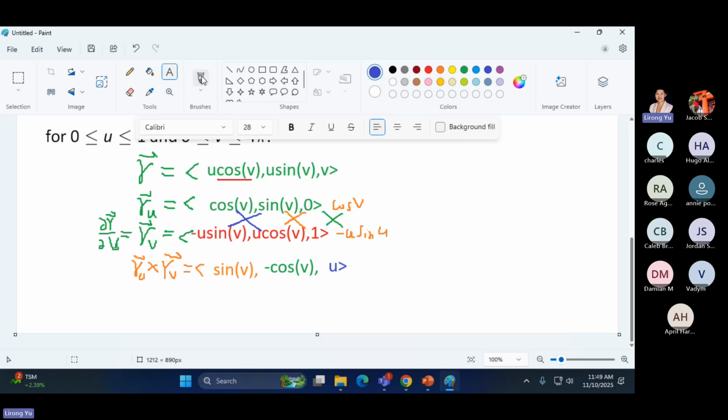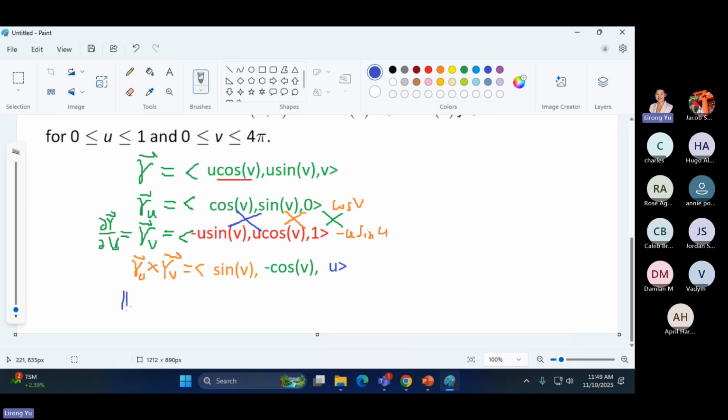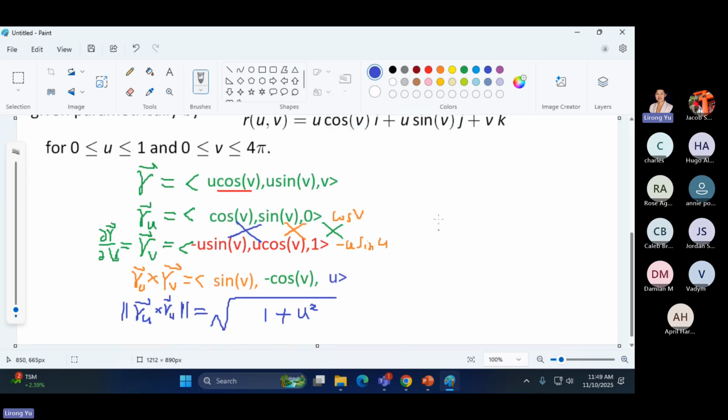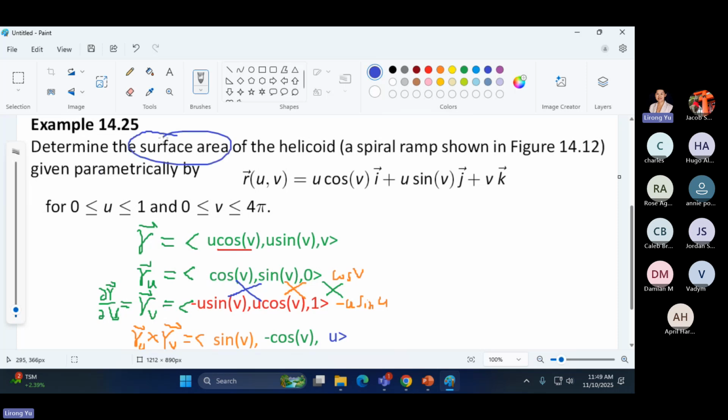And then we will find the magnitude, as required by the integration for surface area. The magnitude of RU cross RV is the magnitude of this vector. So the magnitude calculation is the root of every square: sine squared v plus cosine squared v, which equals 1, and then plus u squared. So that's the calculation.